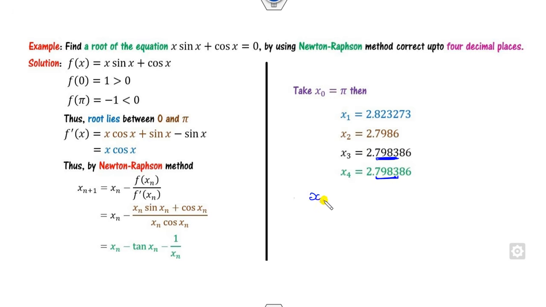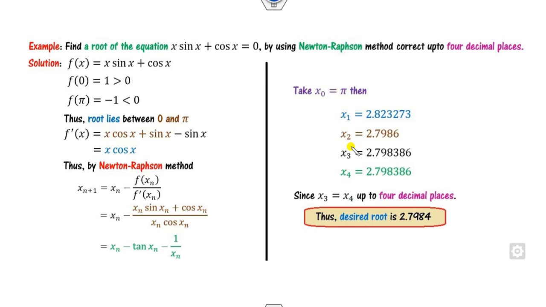If you find the error, it will be less than half into 10 raised to power minus 4. Or you can simply say x4 and x3 are the same up to 4 decimal places. So the right answer is here, up to 4 decimal places. So I can round them off to be 4.